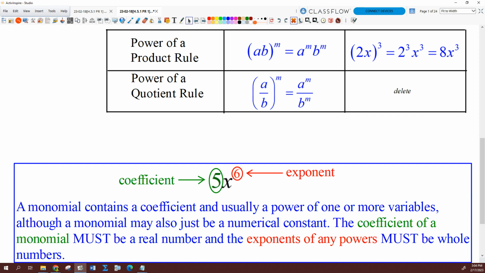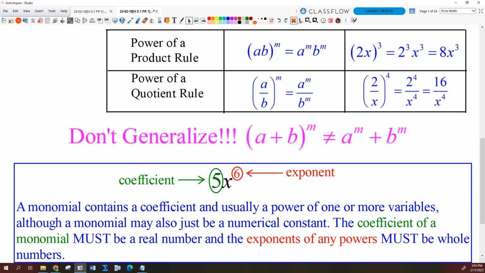Okay, and that same thing works for quotients, right? If I have a quotient that's all taken to a power, I can distribute the exponent to the top and the bottom of the quotient, right? So for example, if I have something like the quantity 2 over x to the fourth, well, I'm going to get 2 to the fourth on the top, which is 16, and x to the fourth on the bottom, okay?